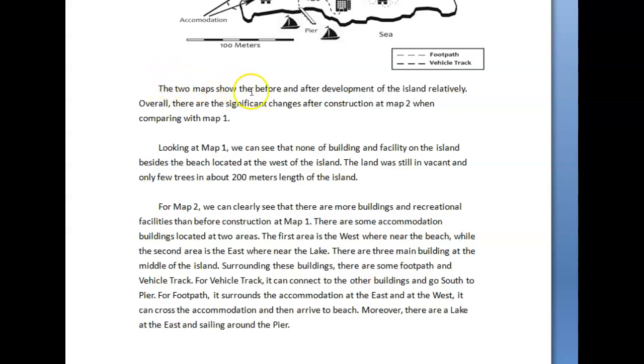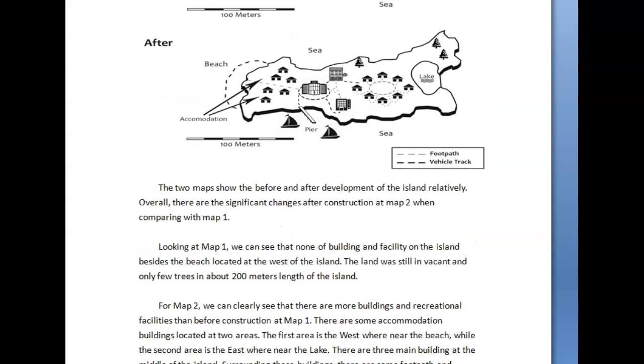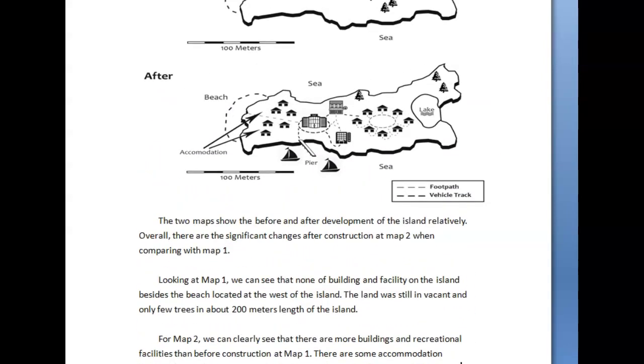The two maps show an island before and after development, period. Overall, the second map shows how the island was utilized for tourism purposes. Okay, so that's what you could have done.